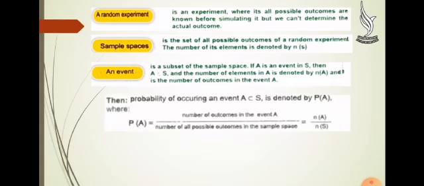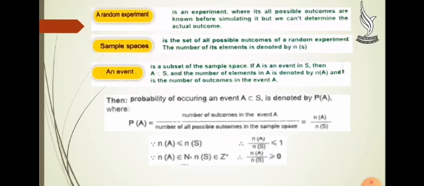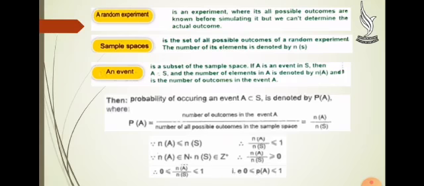and is the number of outcomes in the event A. Then, the probability of occurring an event A, a subset of S, is denoted by P(A), where P(A) equals number of outcomes in the event A over number of all possible outcomes in the sample space, equals n(A) over n(S). Since n(A) is less than or equal to n(S), the number of events over the number of the sample space is less than or equal to 1. Since n(A) and n(S) belong to Z positive, then n(A) over n(S) is greater than or equal to 0. So 0 is less than or equal to n(A) over n(S), which is less than or equal to 1. So 0 is less than or equal to the probability of an event, which is less than or equal to 1.